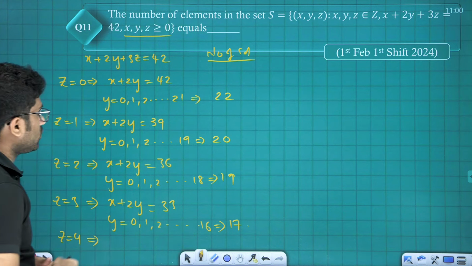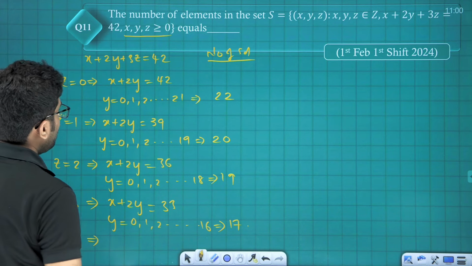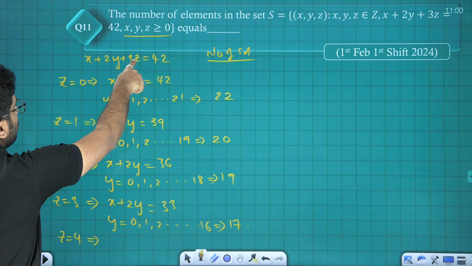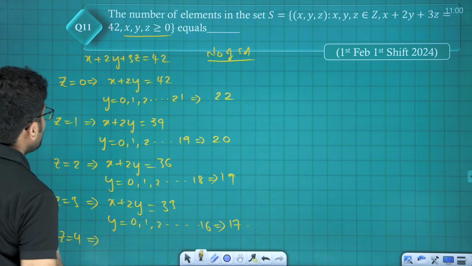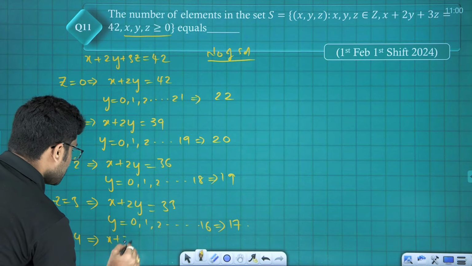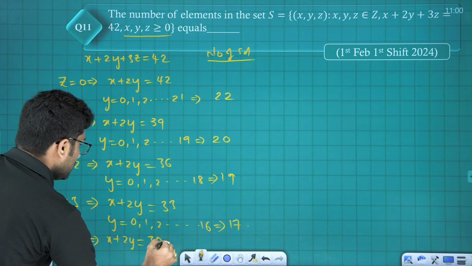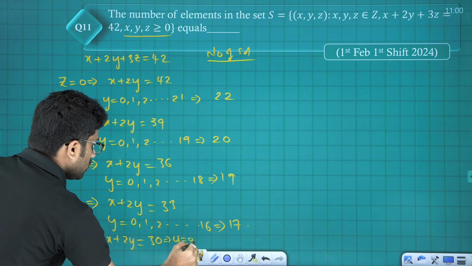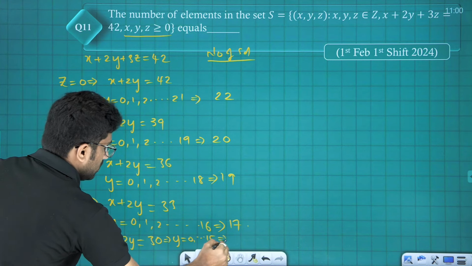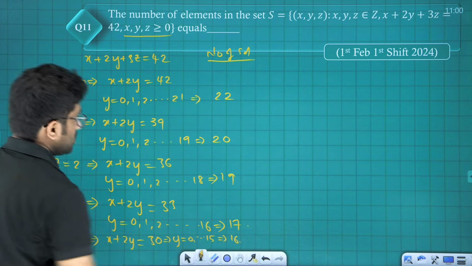If z is equal to 4, what happens? 4 3s are 12. 42 minus 12 is 30. X plus 2y is equal to 30. So y can take from 0 to 15, which includes 16 solutions.